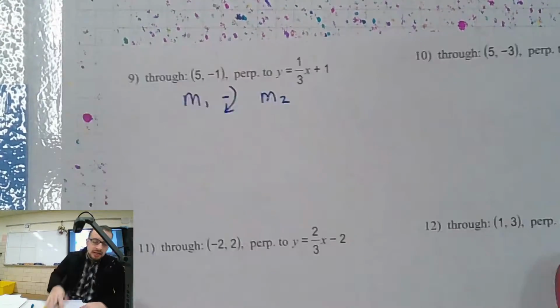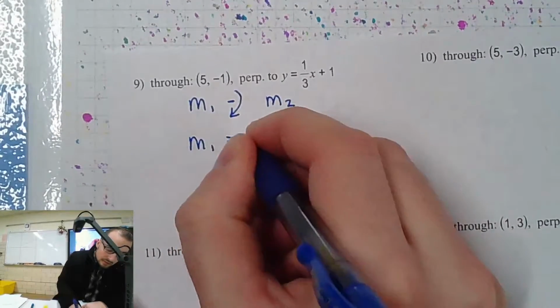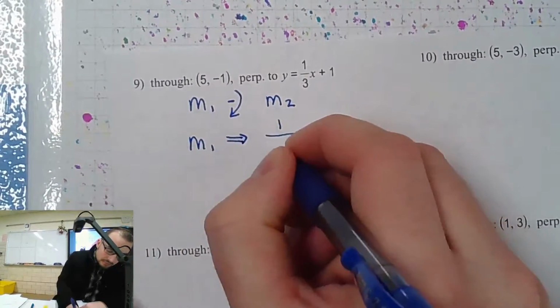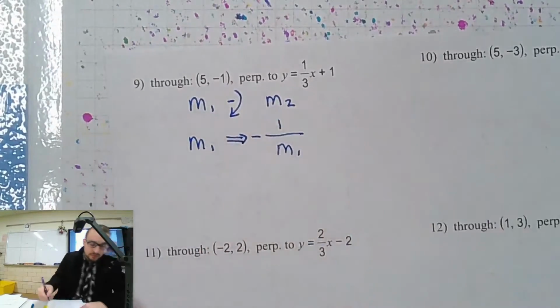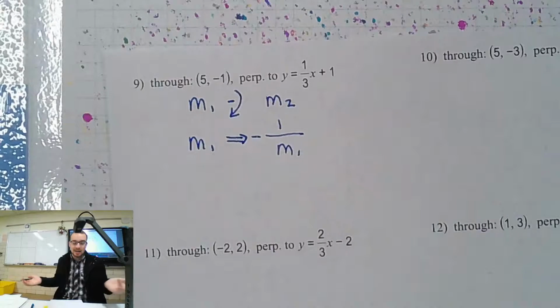Another way that you could write that would be to say that we're going to take 1, flip it and negate it. Is it always going to be over 1? No. Sometimes it's not. It's going to be like 2/3 and it's going to flip to 3/2. But in general, that's what's going on here. That's the rule for perpendicular: flip and negate.